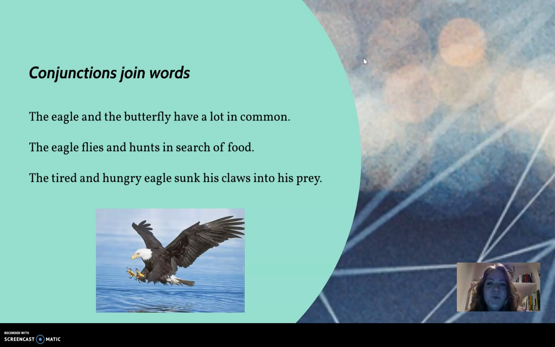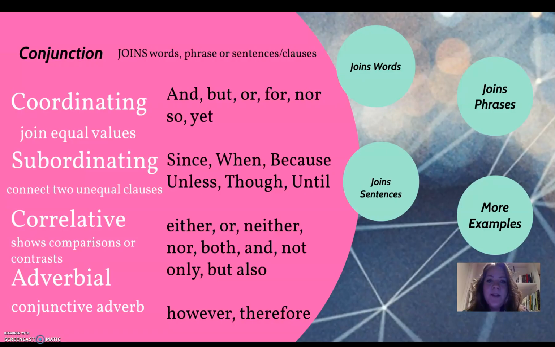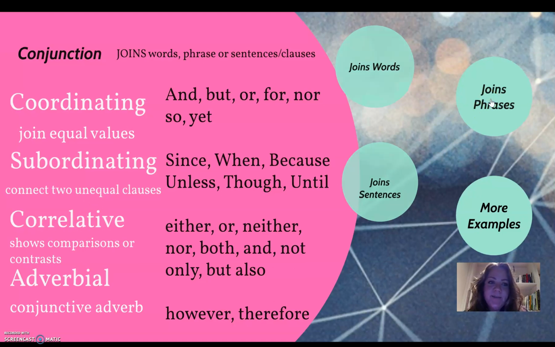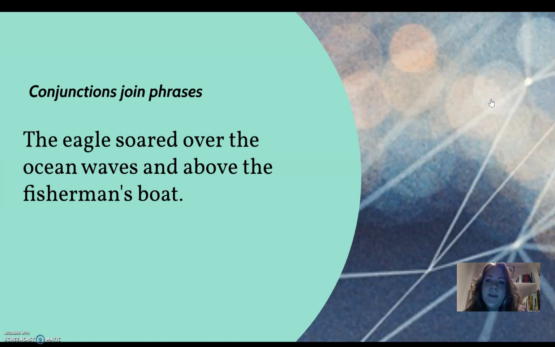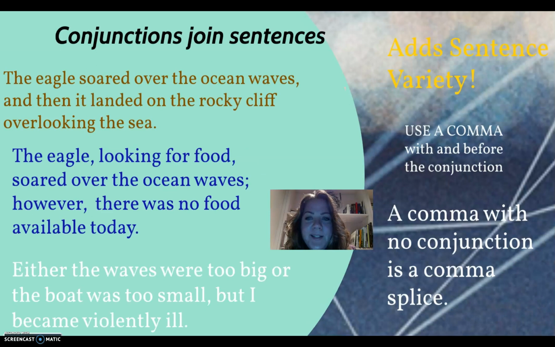So conjunctions can join just simple words, but they have to be equal: 2 nouns, 2 verbs, 2 adjectives. They can also join 2 phrases, 2 sentences. So now let's take a look at how conjunctions join phrases. The eagle soared over the ocean waves and above the fisherman's boat. In this example, and is joining 2 prepositional phrases. Now let's take a look at how conjunctions join sentences.